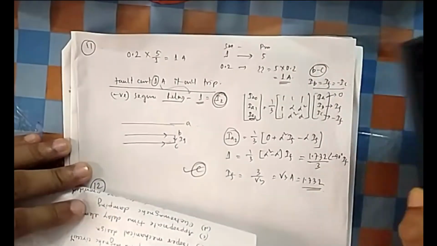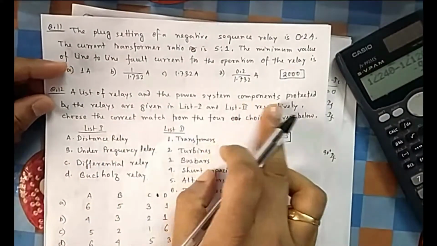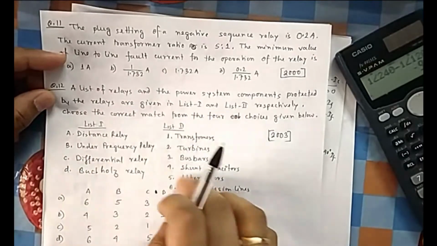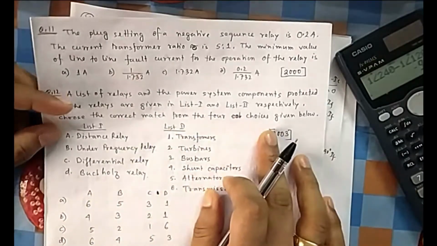of that fault current. The list of relays and the power system components protected by the relays are given by list 1 and list 2. Choose the correct match from the 4 choices given below.